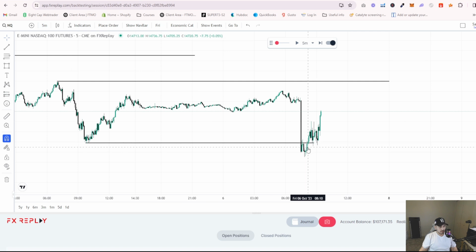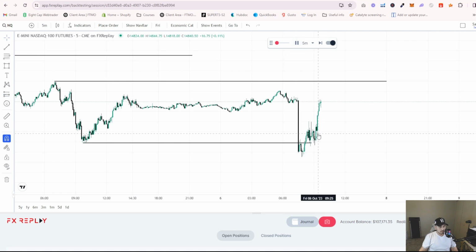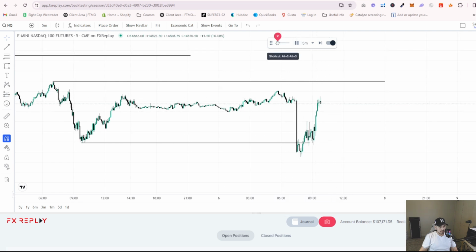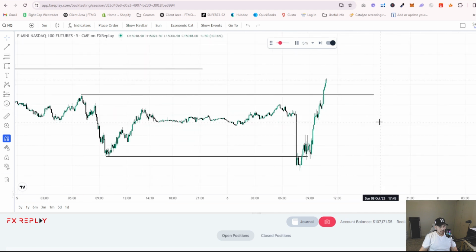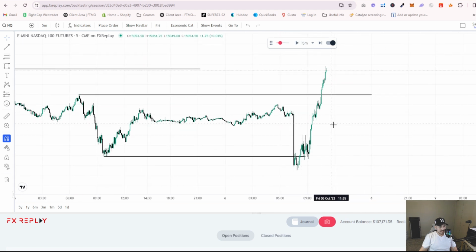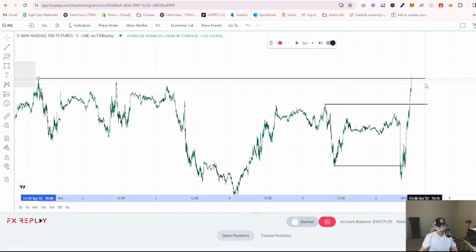Let's go to the 5-minute. Do we have anything here? No, we do not. We're pushing up. Let's go ahead and fast forward this a little bit faster. Pushing up, no unicorn setup in sight. We just take sell side, reverse, and take out all the buy side here.